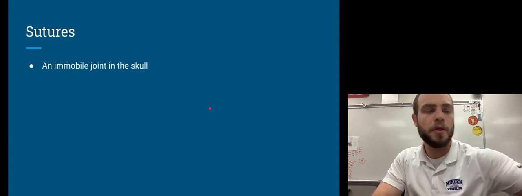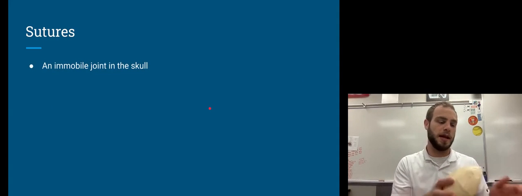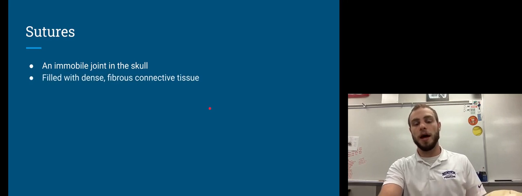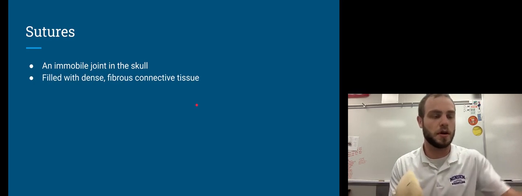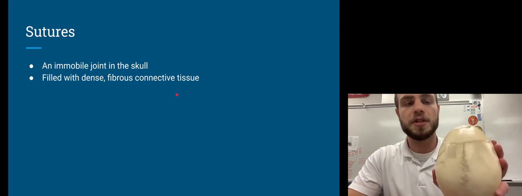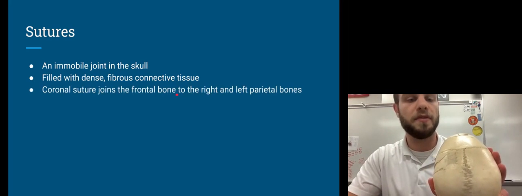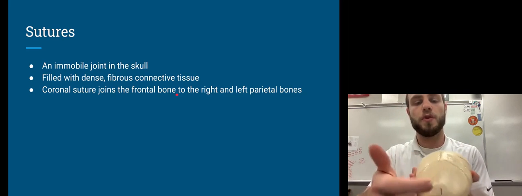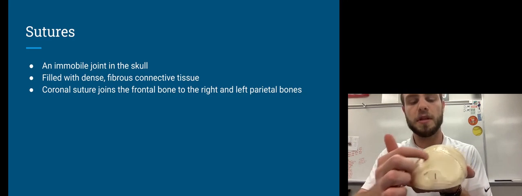Okay. Another thing with the skull is the sutures. So sutures are an immobile joint of the skull. It's very weird to think that your skull actually has joints outside of the mandible, but you do have bones coming together. And so you have these sutures, and I'll just use our skull cap here. These sutures are very jagged lines filled with dense and very fibrous connective tissue. You have the coronal suture, which is going to join the frontal bone to the right and left parietal bone. So this is the coronal suture.